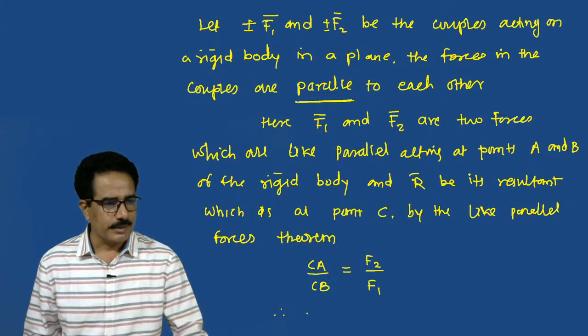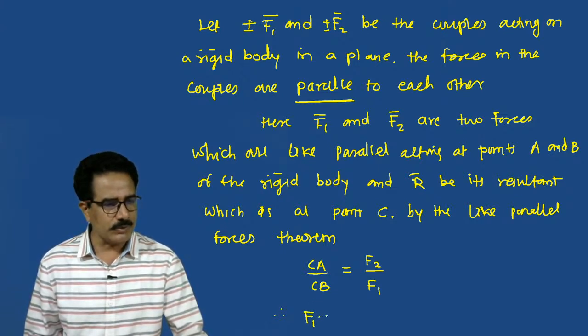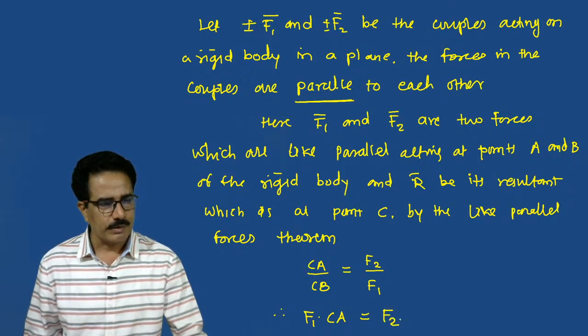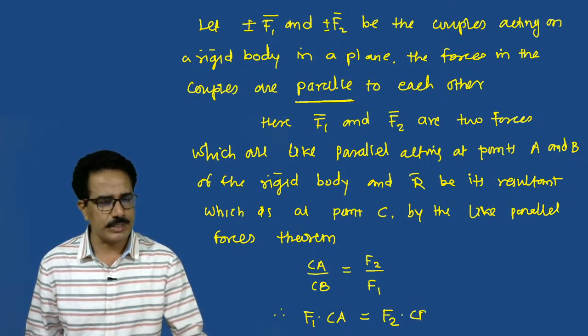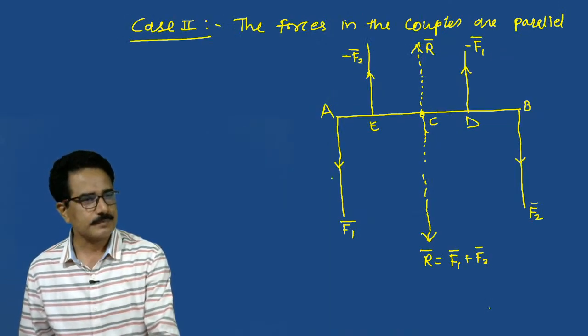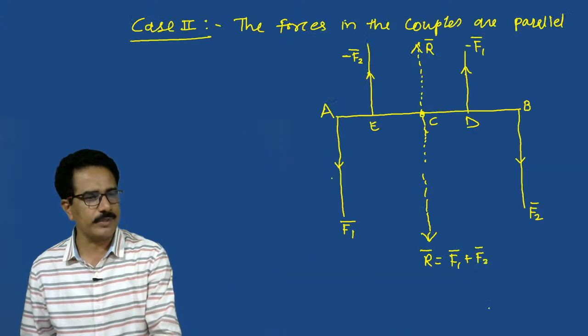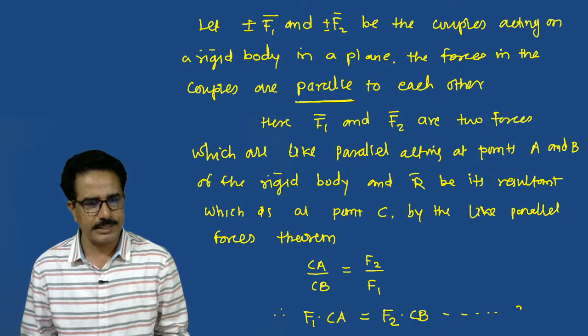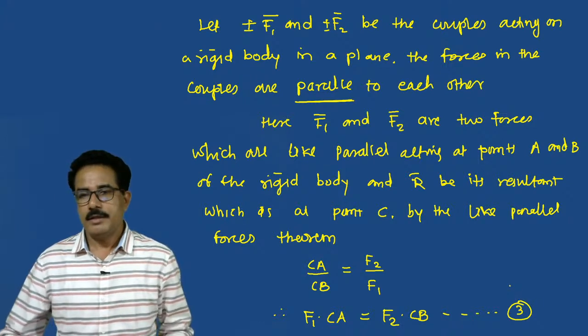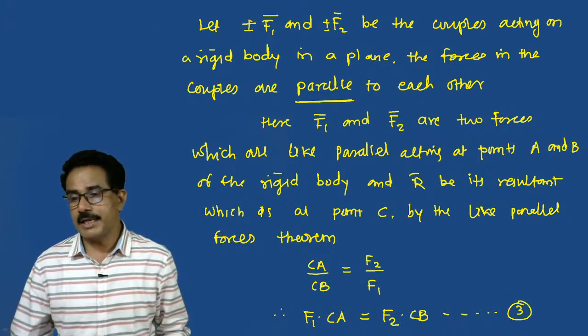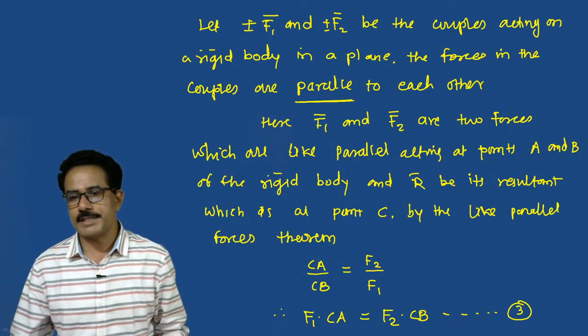Therefore F1 into CA equals F2 into CB. Suppose this is an equation number. Is there any equation? Okay, this is the third. We shall consider equation number 3. Now similarly we can consider the application of the forces.